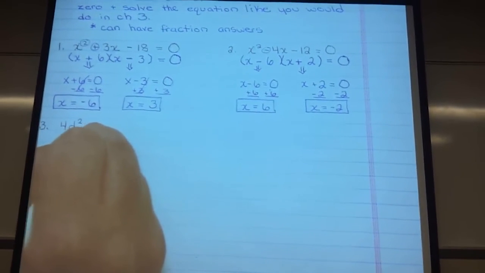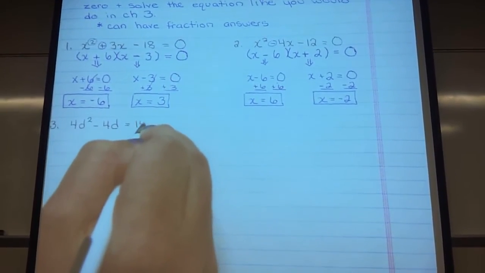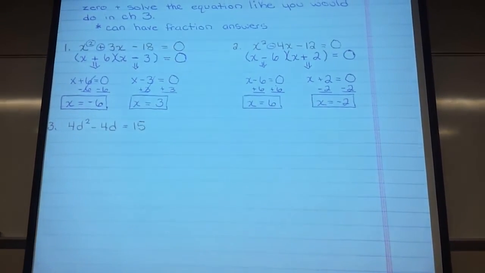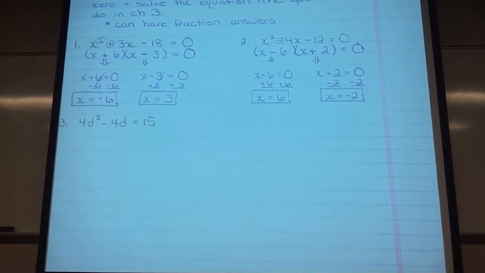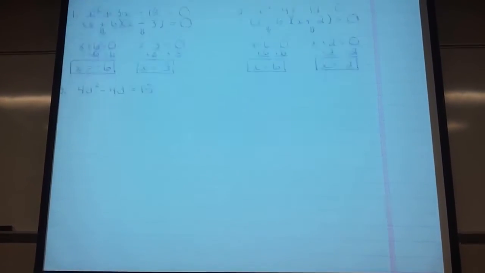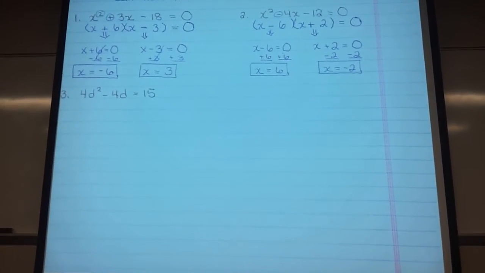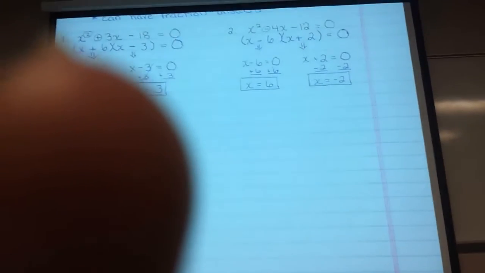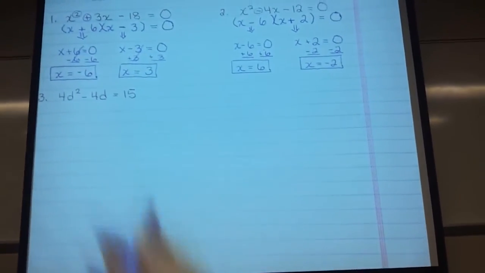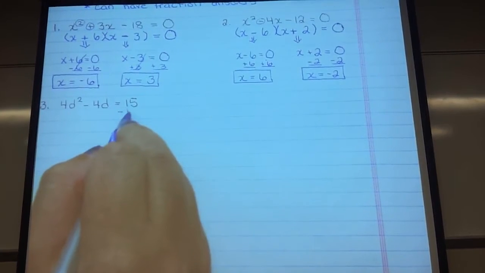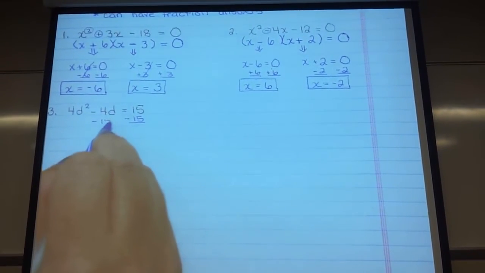4d squared minus 4d equals 15. Now, is that one set equal to 0? No. So you're going to make it set equal to 0. How would you move the 15 to join everything on the left side? Subtract 15, because you have to do what's opposite. It's a positive 15, you subtract 15.